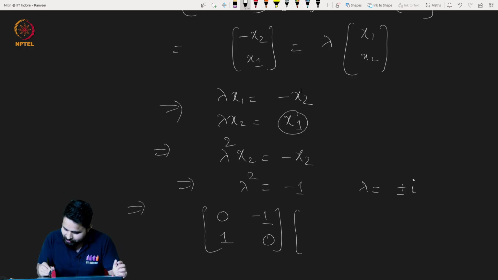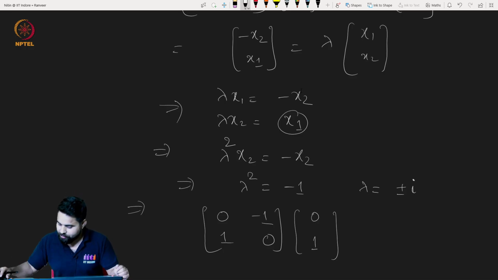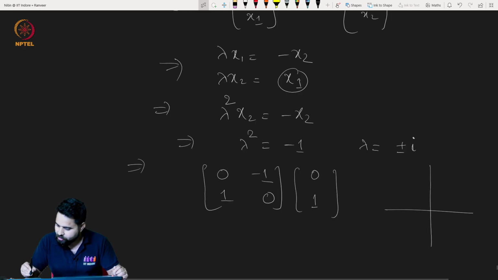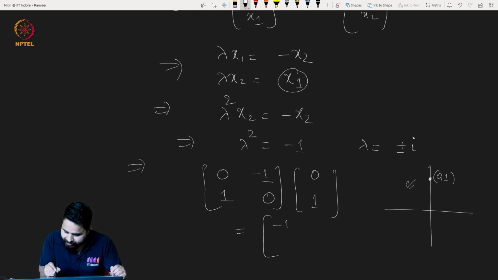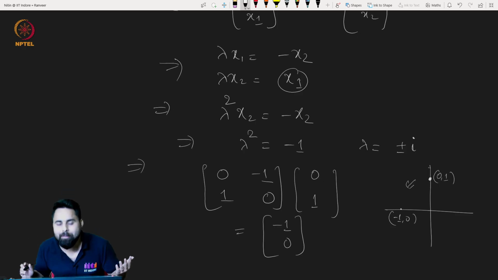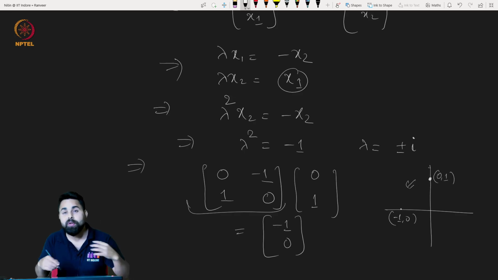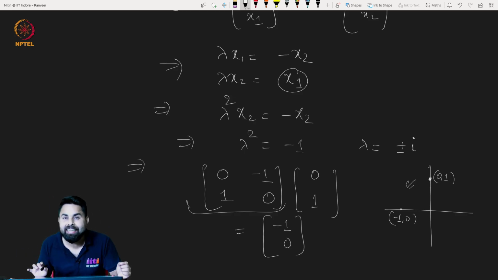So suppose you take the 0, 1 vector. Let me plot this vector. The 0, 1 vector is this one, so this is the 0, 1 coordinate. This matrix will rotate it by 90 degrees in the anti-clockwise direction. So the output will be nothing but -1, and then 0. So in fact, you take any input vector, and this matrix will rotate this vector by 90 degrees in real sense.